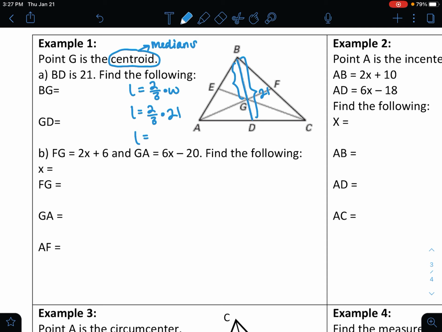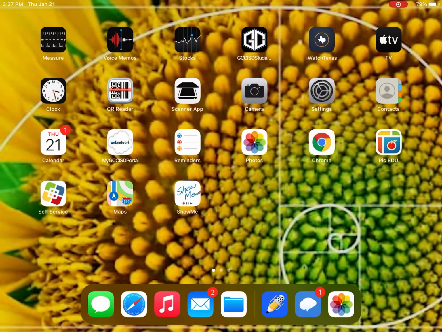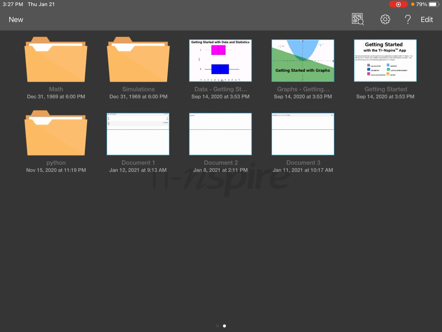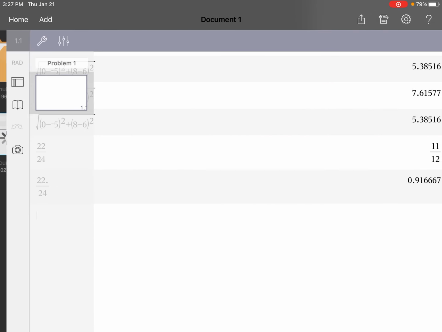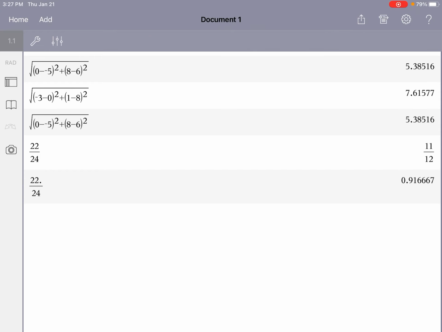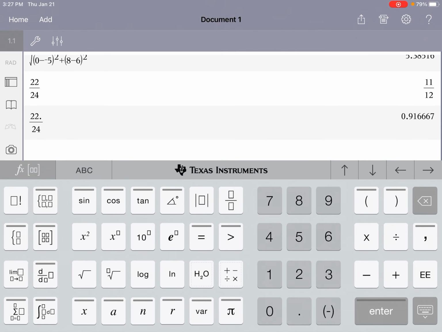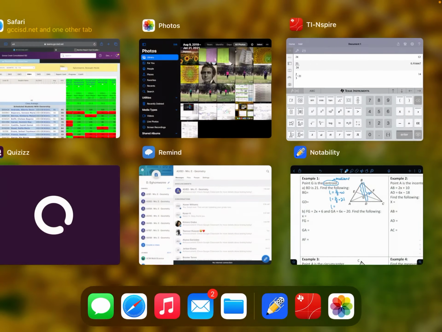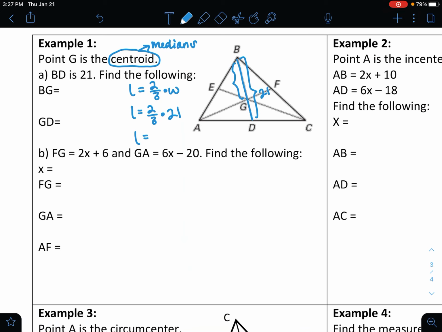Okay, so if you just type this into your calculator, if you were not able to do that in your head, just open up a document, doesn't really matter. Okay, so I'm going to do 2/3, and I'm not using NSolve because this is not an equation, guys. Calm down. All right, so 2/3 times 21, and then we get 14. So BG is 14, and that's how we do that.